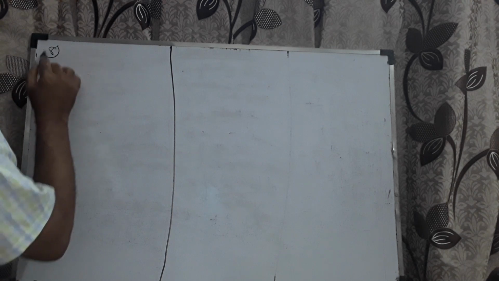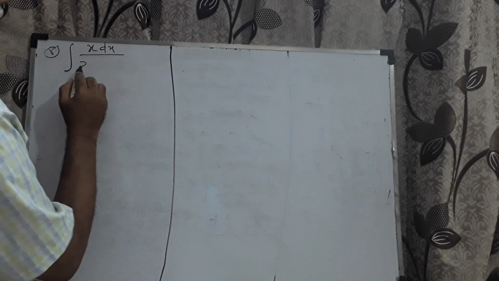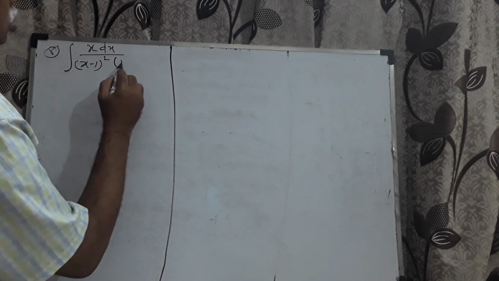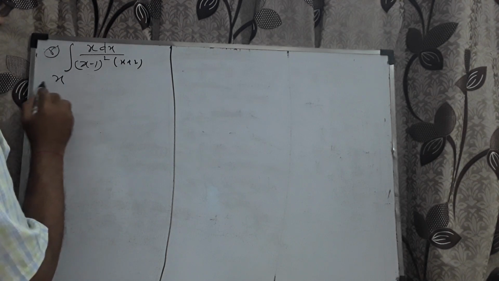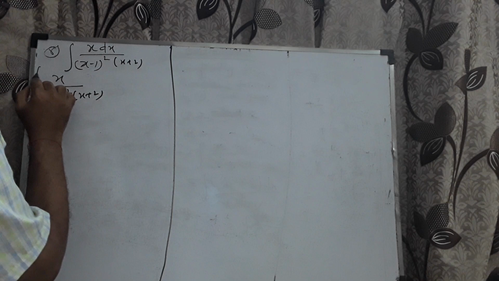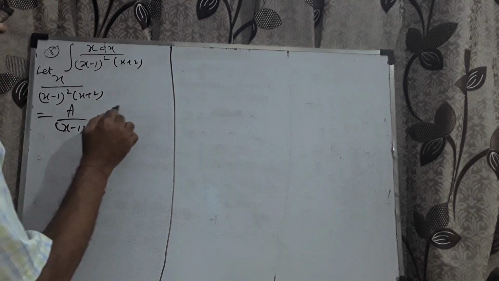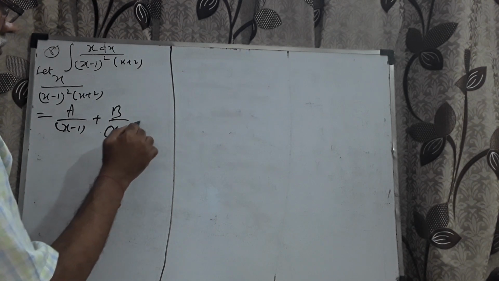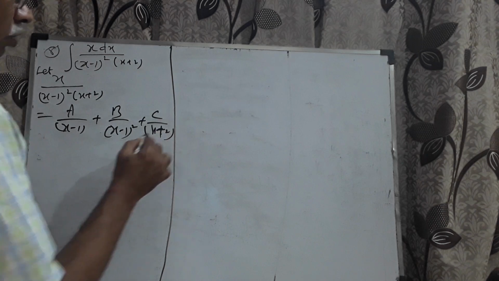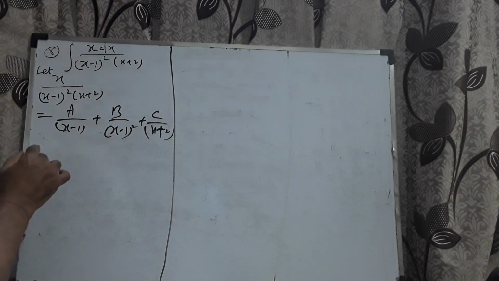Then the 8th question goes like this. Integral x dx divided by (x minus 1) whole square into (x plus 2). Okay, the rule says x divided by (x minus 1) whole square into (x plus 2), let this be equal to A by (x minus 1) plus B by (x minus 1) whole square plus C by (x plus 2). This is what the rule says: for any perfect square, A by the one with power 1 plus B by power 2.